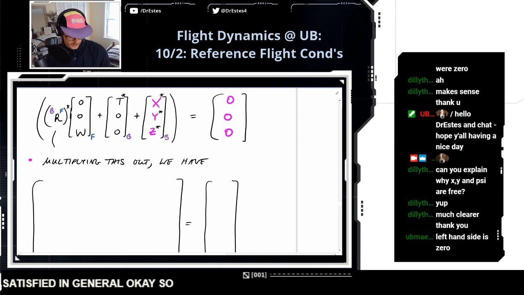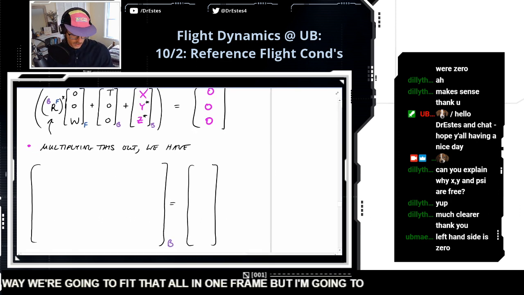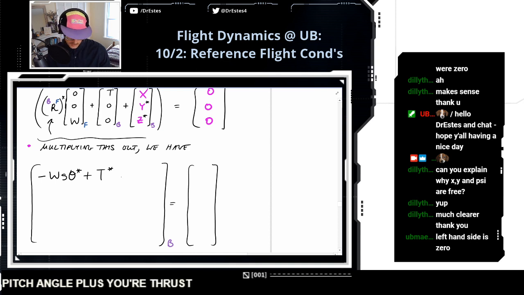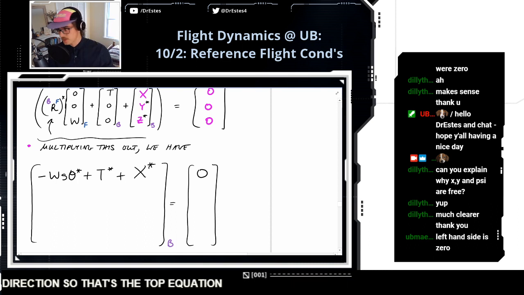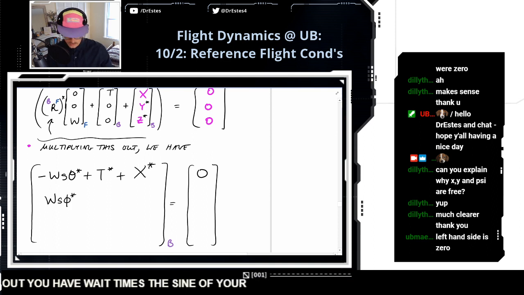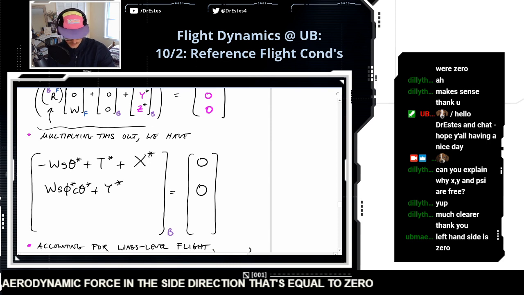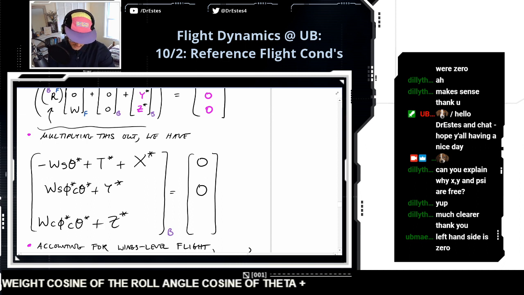Okay, so I listed this rotation matrix up above, but there's no way we're going to fit that all in one frame. But if we multiply this whole thing out, this is what you get. You have minus the weight times the sine of your pitch angle, plus your thrust, plus the aerodynamic force in the longitudinal direction. So that's the top equation, it's equal to zero. For the next one, you have weight times the sine of your roll angle, cosine of theta, plus Y, your aerodynamic force in the side direction, that's equal to zero. And the last row, the weight, cosine of the roll angle, cosine of theta, plus Z is zero.